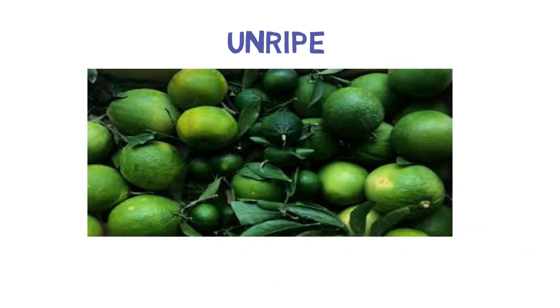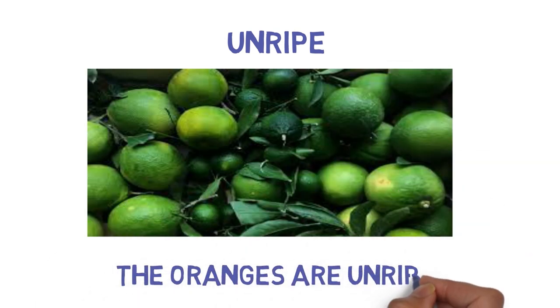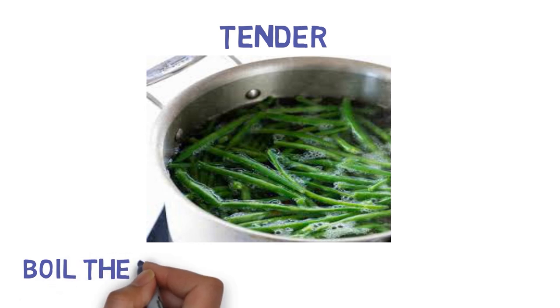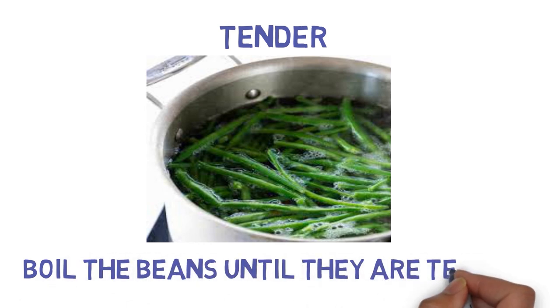Unripe. The oranges are unripe. Tender. Boil the beans until they are tender. Tough.